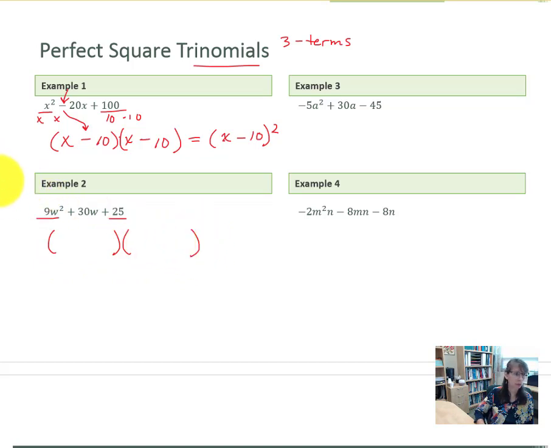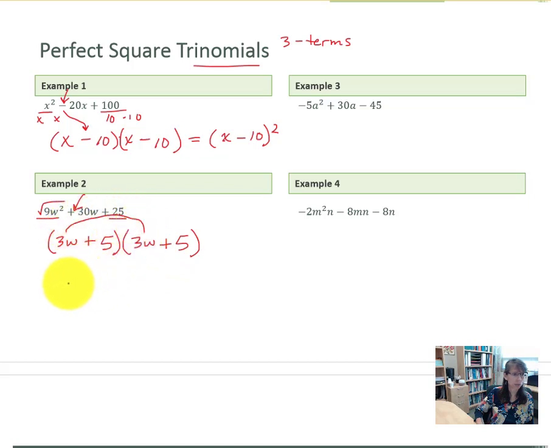Think square root. The square root of 9w squared would be 3w times 3w. 25 comes from 5 times 5. Since our middle is a positive 30w, I'm filling in plus sign for both. Now let's make sure this really works. All I have to do is distribute to check it.